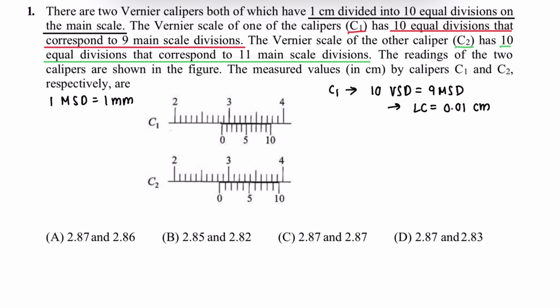And from this, we can easily read C1. So let's see, what is the main scale division? Or actually, let's first find the vernier 0. Vernier 0 is right here. And the main scale division that is to the left of the vernier 0 is this, right here. So which main scale division is that? That is 2.8 centimeters.